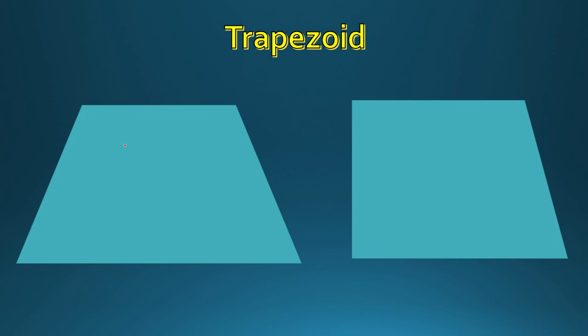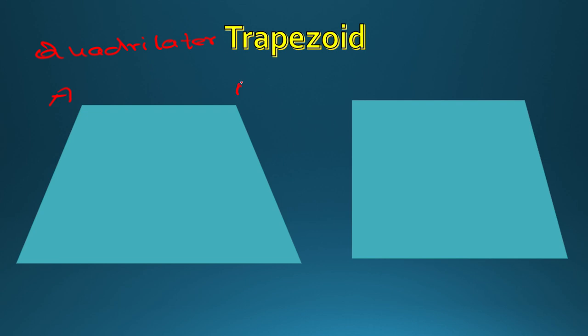What is the meaning of trapezoid? It's a type of quadrilateral. Quadrilateral means a closed figure which has four sides, like rectangle, like square, like parallelogram, everything you know very well. So trapezoid is also a type of quadrilateral where two sides are parallel.